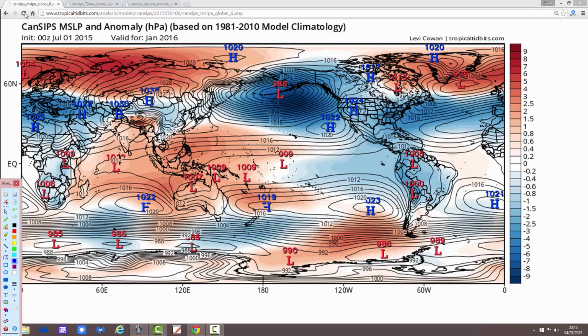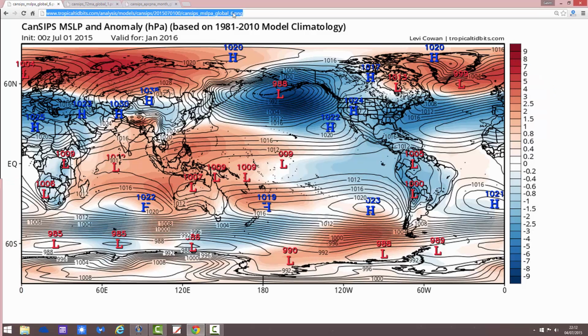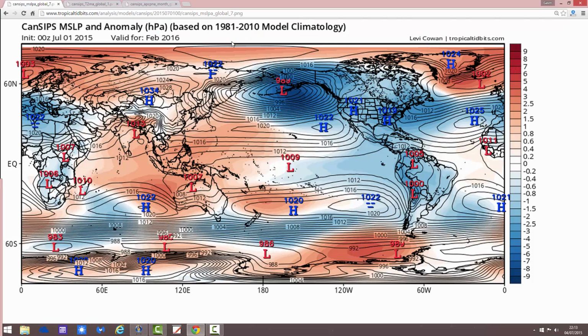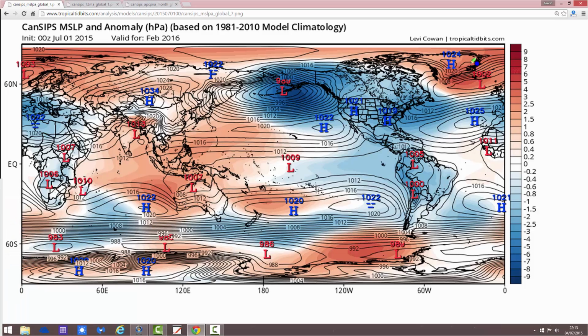And then finally we're going to have a look at February. This is 7 months away, but this is what the CANSIPS is showing for February, and it's a very similar scenario again. Lots of blocking, northern blocking up to the north of the country, all those red colours. The low pressure is all going to the south. The jet stream has gone to the south of the country as well, and the flow, cold air coming out of the east and the north and the northeast. And where's the Azores High?